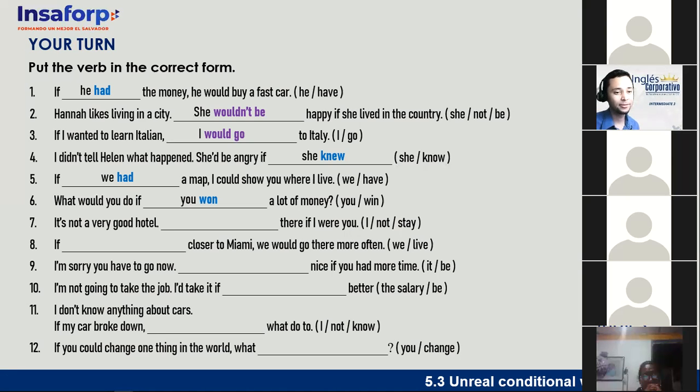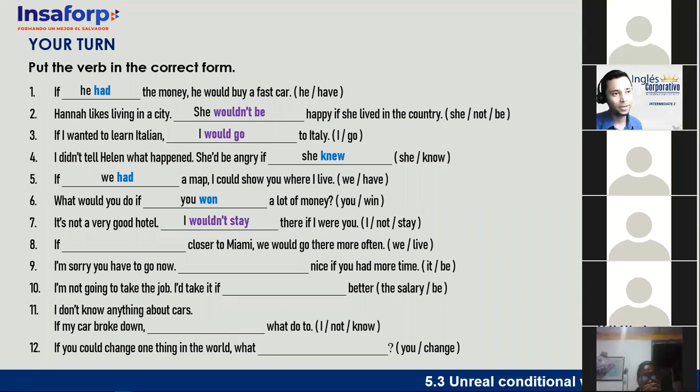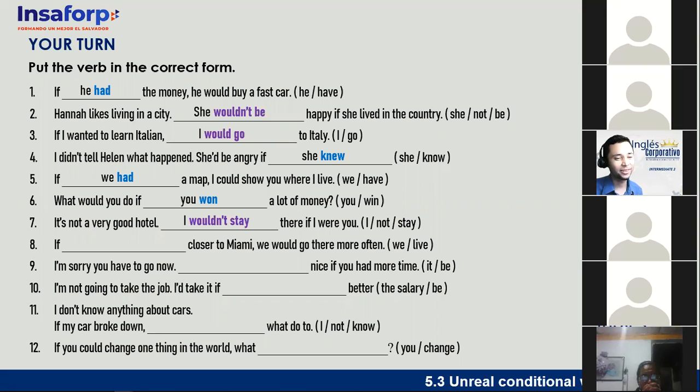It's not a very good hotel. I wouldn't stay there if I were you. Correct. I wouldn't stay there if I were you. So, yo no me quedaría ahí si fuera vos. Very good. Thank you, Rebecca. Number eight. Who wants to try number eight, please? Number eight. Sin miedo, sin miedo. Vamos. Zulma, and then Ciro, number nine.